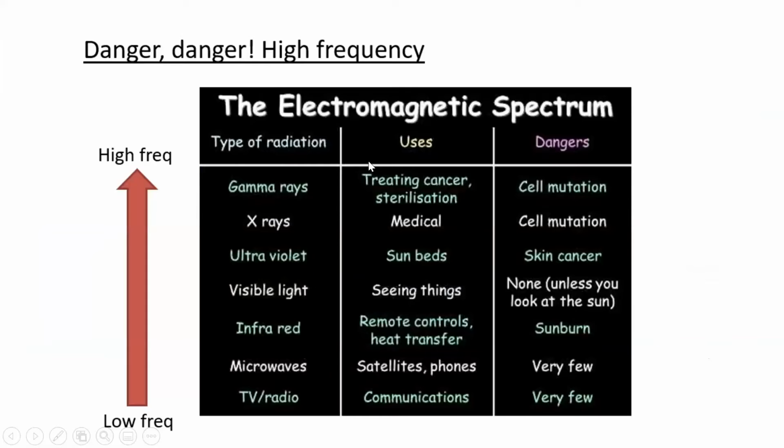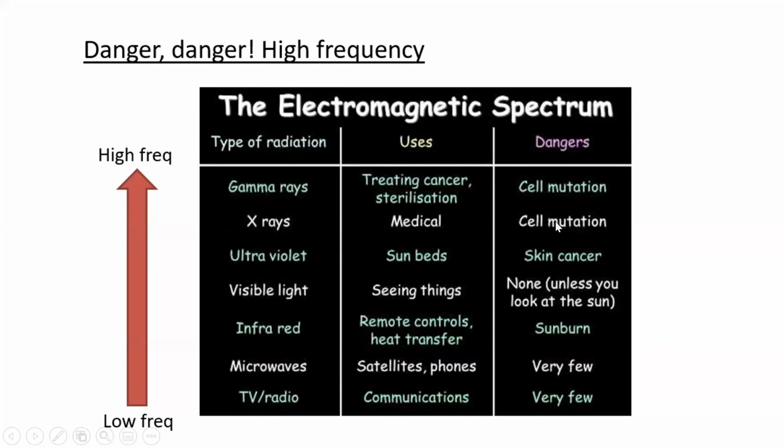Okay, so dangers of the electromagnetic spectrum. Some of the benefits, but we haven't talked about the dangers quite yet. So the higher the frequency, the more dangerous it is. Gamma rays can treat cancer, but gamma rays can also cause cancer. It's kind of ironic. Gamma rays can lead to cell mutation by damaging the DNA of the cell. Unfortunately, they actually damage the DNA of the cell.